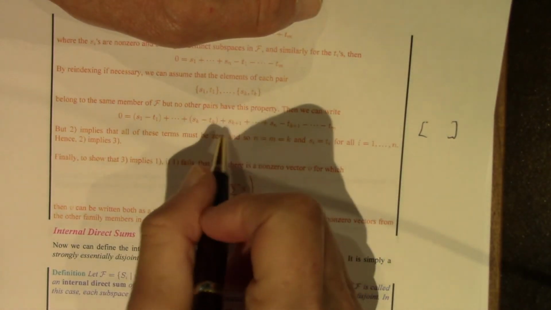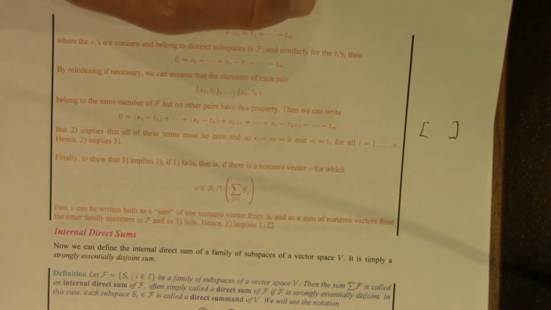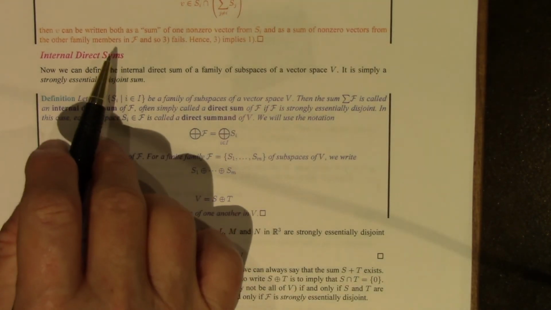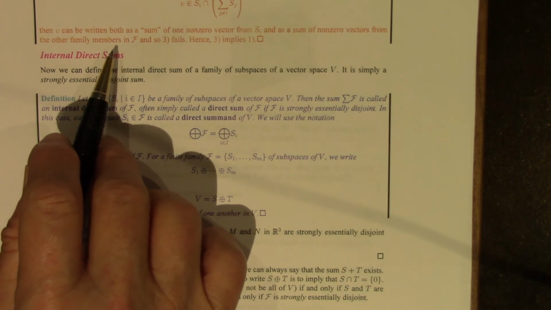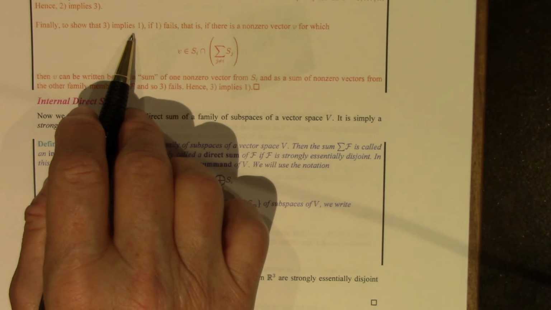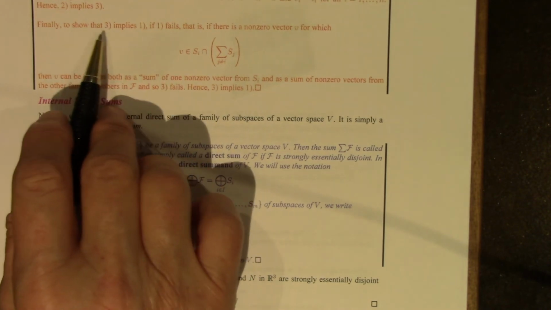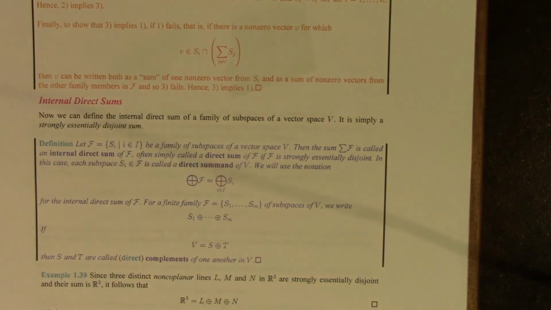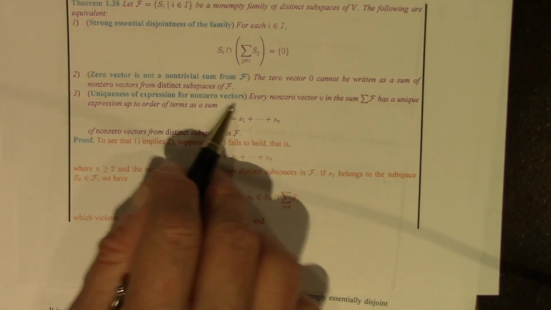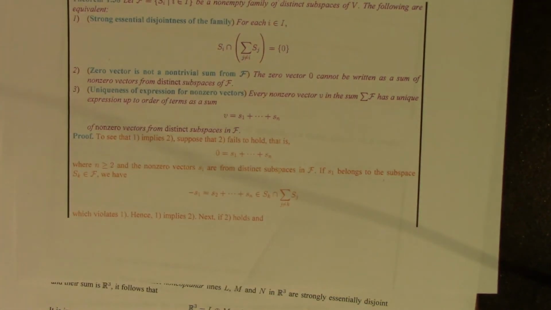I'm going to add some square brackets here. It might make this a little easier to read. Finally, we have to show that 3 implies 1. So the essential uniqueness, I'll go back here, the uniqueness of expression for non-zero vectors implies a strong essential disjointness.